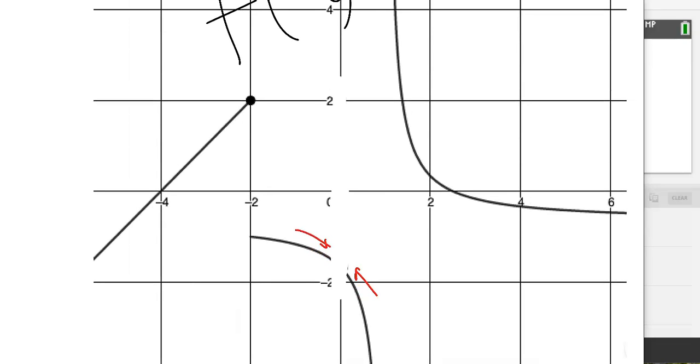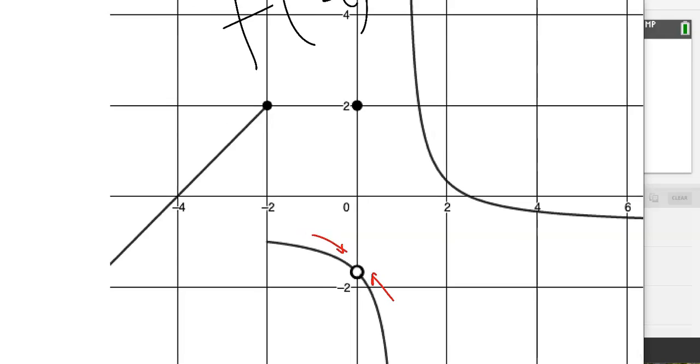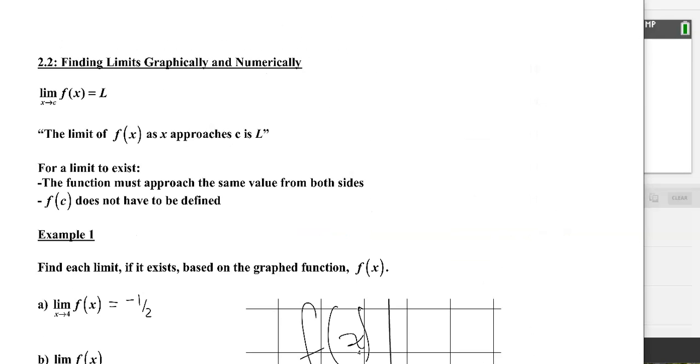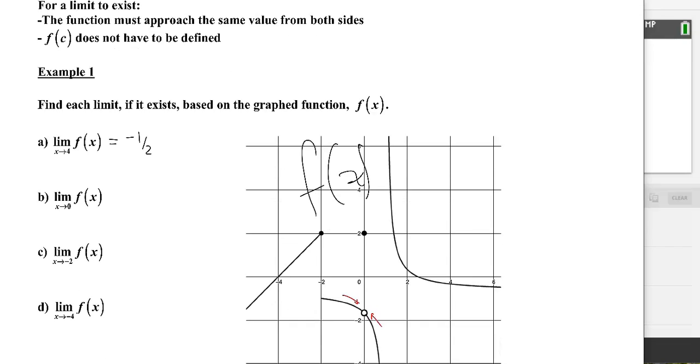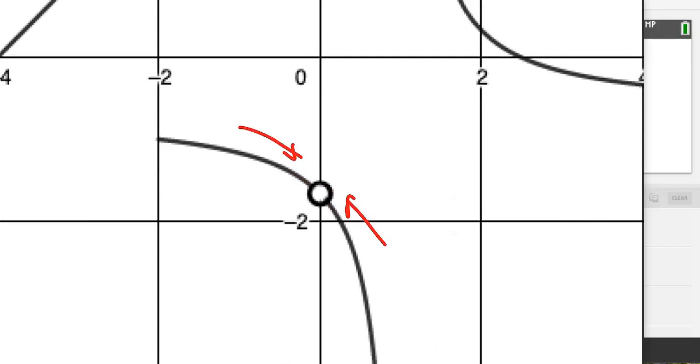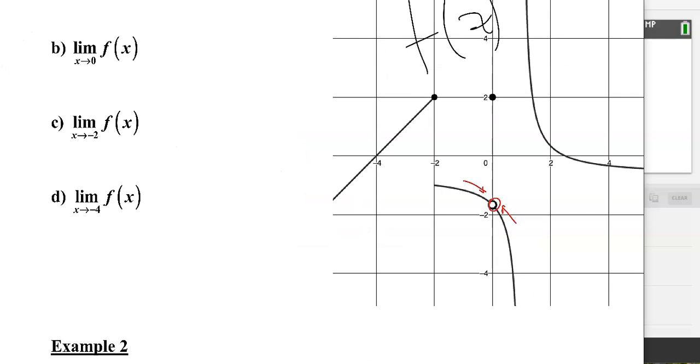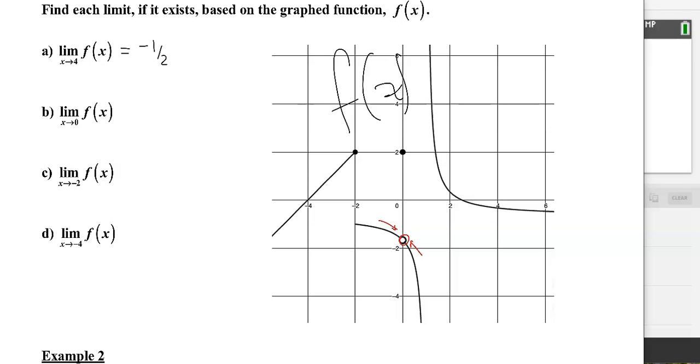So from both sides, and get rid of this line, even though it's not there, this is the part where it doesn't have to be defined. It is defined, it is 2 in this case, but it doesn't have to be at that point. From either direction, I am getting closer and closer to that y value right there. So that limit as I approach 0 would be, I'm going to say -3/2.